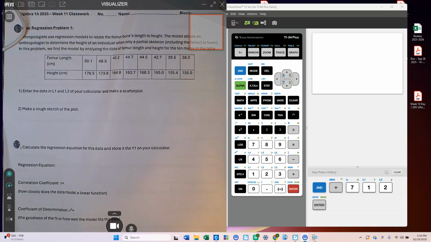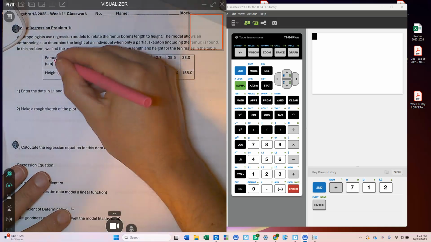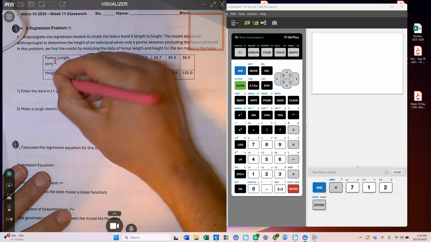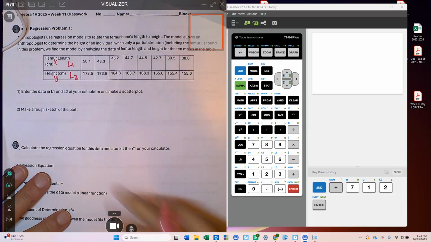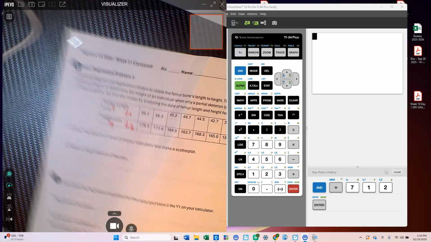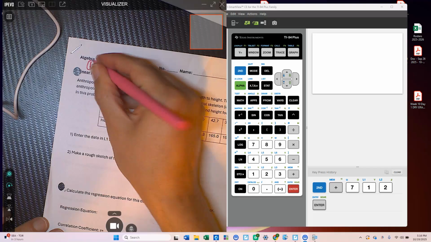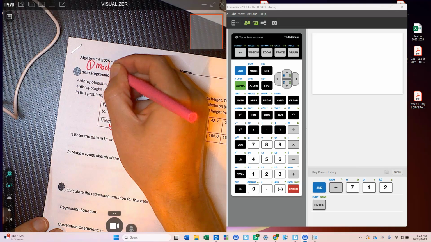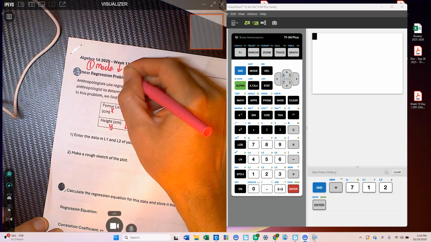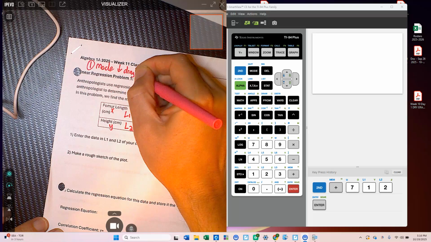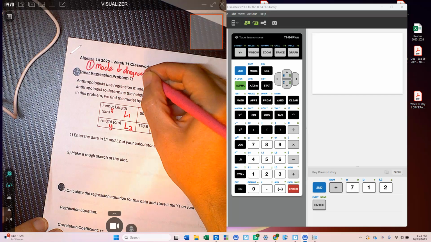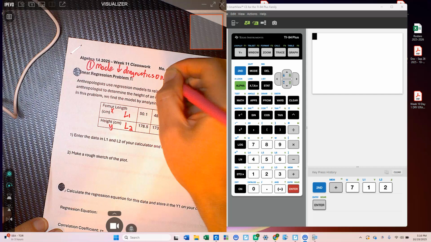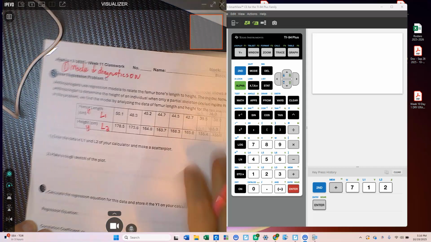This is X, this is L1, this is Y, L2. So first, menu, mode, down, diagnostics, on. Step one.